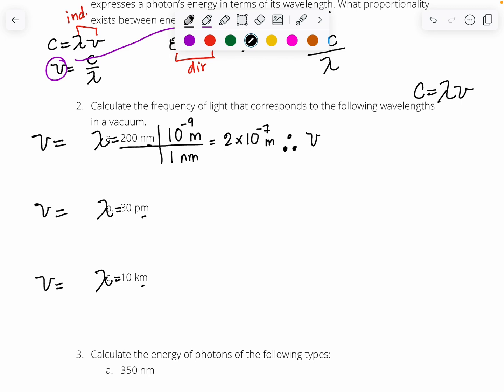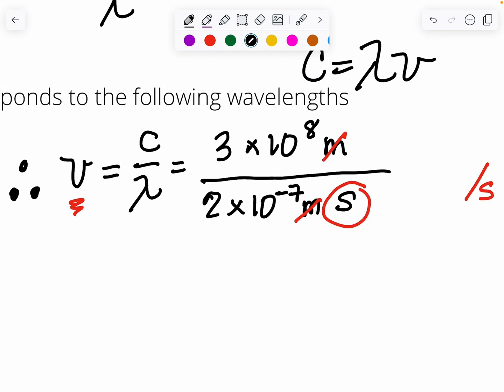We're going to solve our speed of light equation for frequency, which is going to be the speed of light divided by our wavelength in meters. Speed of light is 3 times 10 to the 8th meters per second. I'm going to go ahead and put that in the numerator, divided by 2 times 10 to the negative 7th meters. So we can see that meters and meters are canceling, and I've got, it's not seconds, it's going to be a per second. So that's a hertz, and that's how we measure frequency, which we know means we're on the right track.